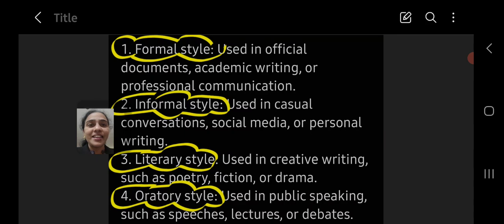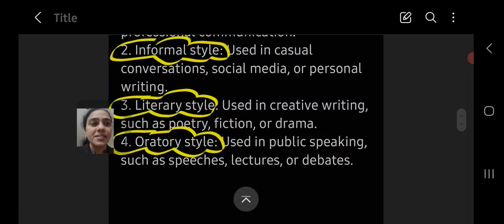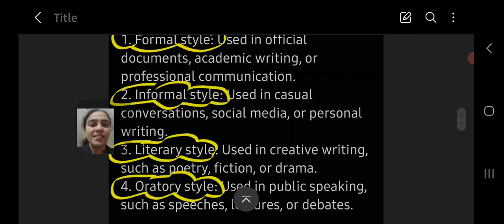The literary, very, very important linguistic type, used in creative writing, your poetry, your novel writing, or your fiction story writing, or non-fiction story writing, or drama writing, or conversation writing. You are doing it for literary purpose. You have to go with the literary style only. The oratory style is the last one, which we use in public speaking, such as speeches, lectures, debates, the various presentations, etc.